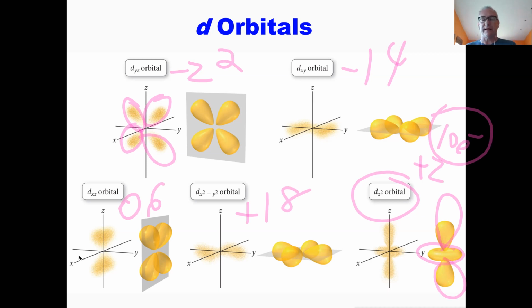F makes this look like child's play. F is even super weird, but you don't really need to know the shapes of d and f. They're way out there. S, sphere. P, balloons tied together. Those are the two to remember because we're going to keep coming back to them over and over and over.